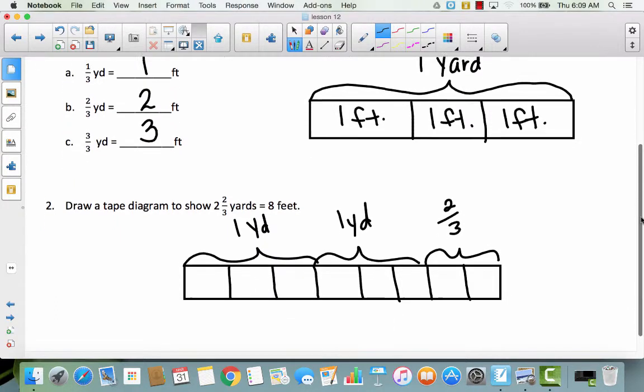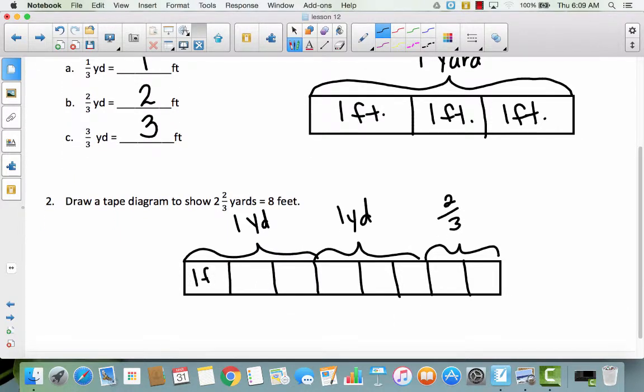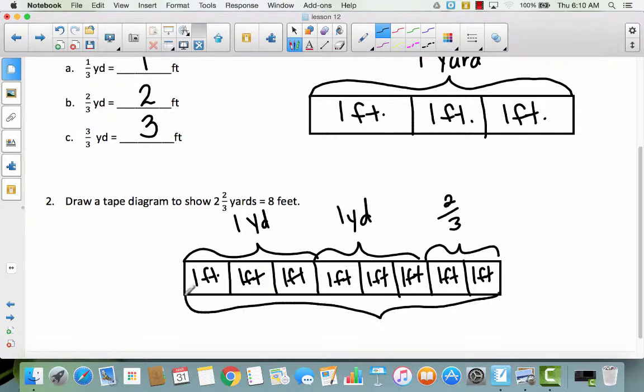Okay, so if there's 1 foot in a yard, then each of these will be labeled 1 foot. So there's 3 feet in 1 yard, 3 feet in the other yard, and then for the 2/3, I have 2 more feet. So altogether I have 1, 2, 3, 4, 5, 6, 7, 8 feet. So this tape diagram shows how 2 yards and 2/3 is equal to 8 feet.